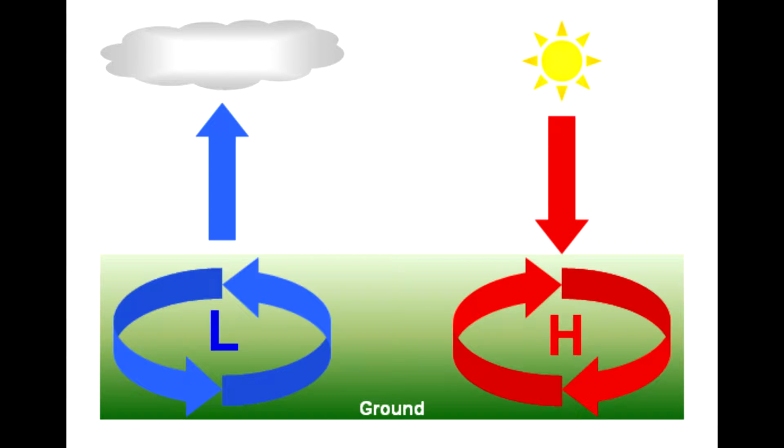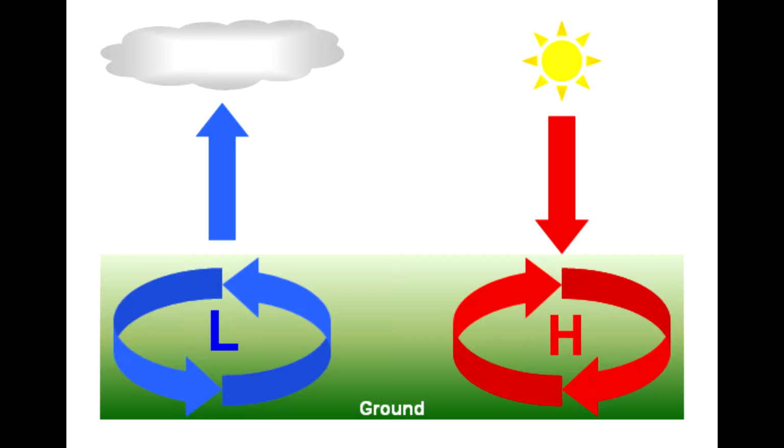Whoa, what does this diagram mean? Well, let me explain it to you. At the surface, low-pressure systems have a counterclockwise rotation in the northern hemisphere, with the winds turning slightly inward towards the lowest pressure. This causes air to converge, or come together, at the center of the low near the ground.